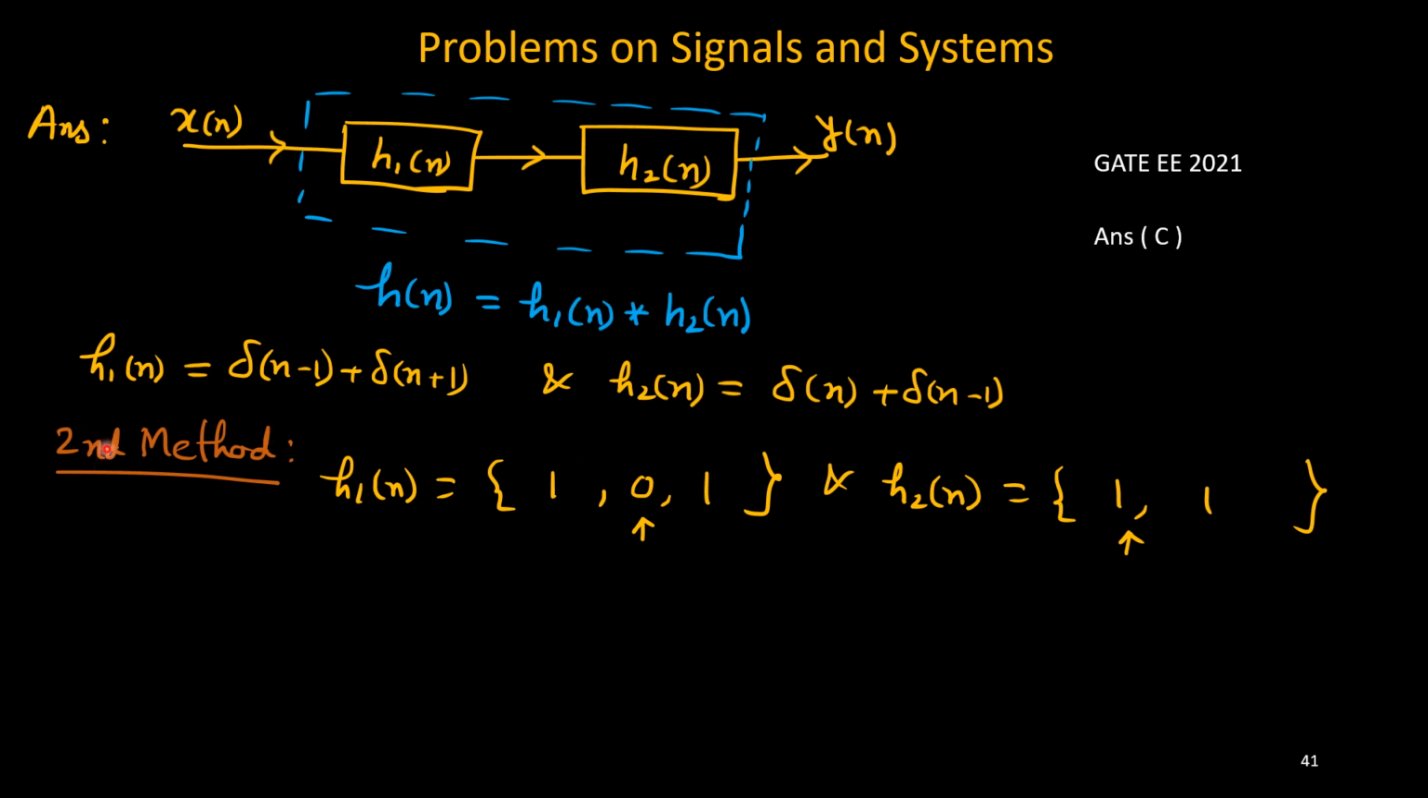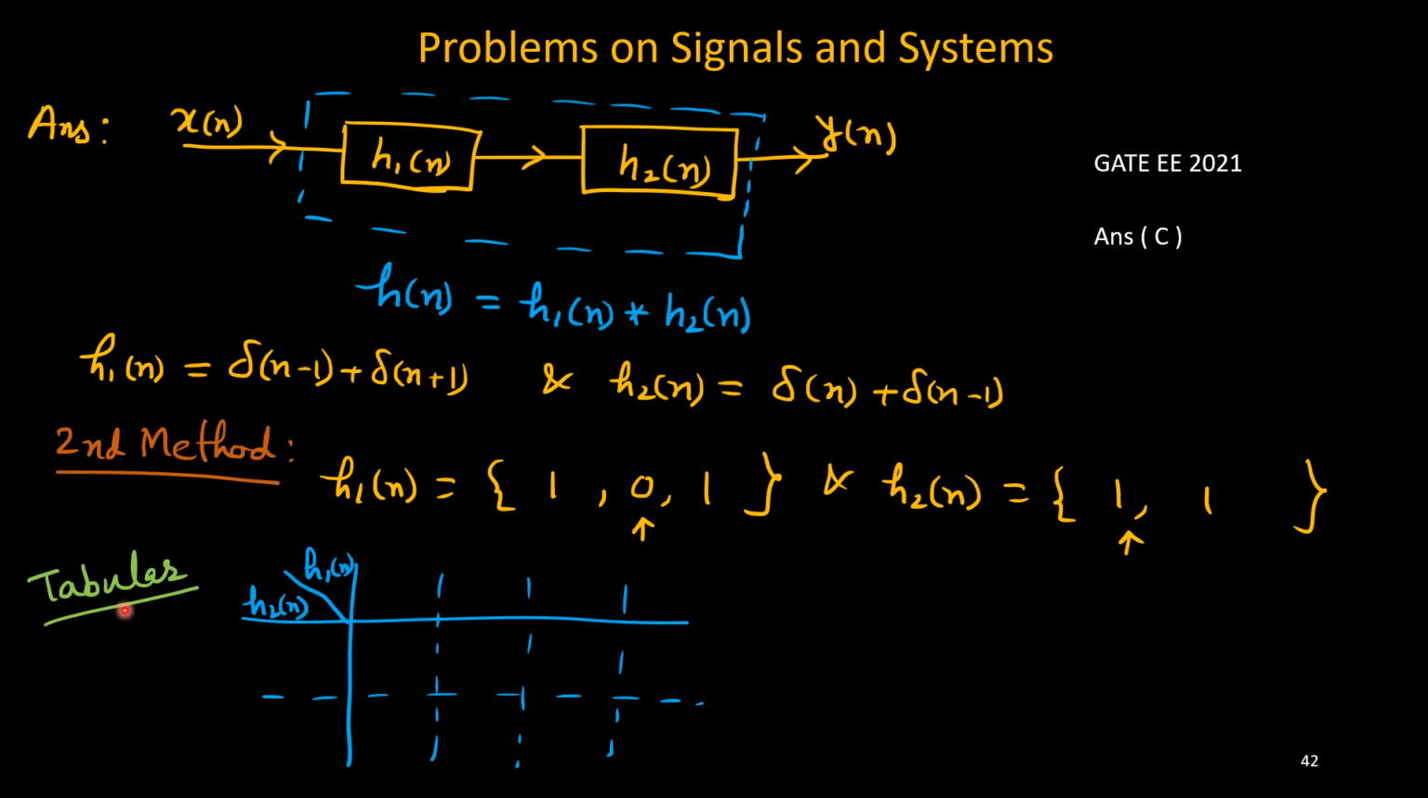You can take a second approach. First we consider the sequence h1[n], and you can notice that it is δ[n-1] and δ[n+1], so δ[n] is absent. At the origin it is 0. δ[n-1] is on the right side, and δ[n+1] is before the origin. Similarly for h2[n], δ[n] is present, so at the origin its value is 1, and the delayed component next to it is also 1. These are the two sequences we need to convolve.